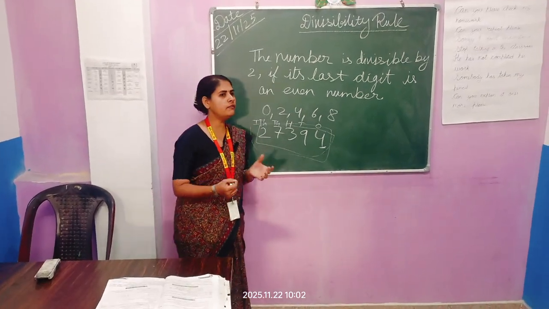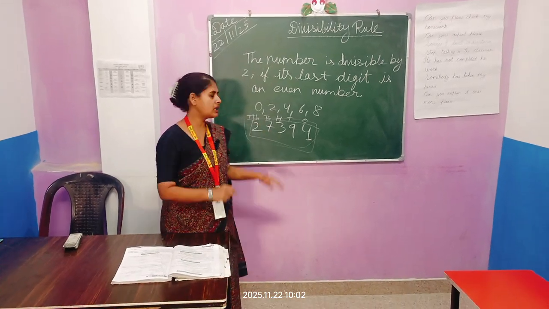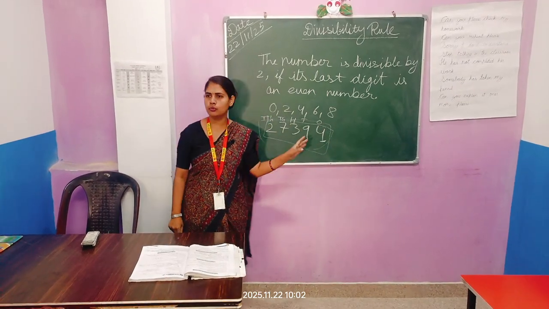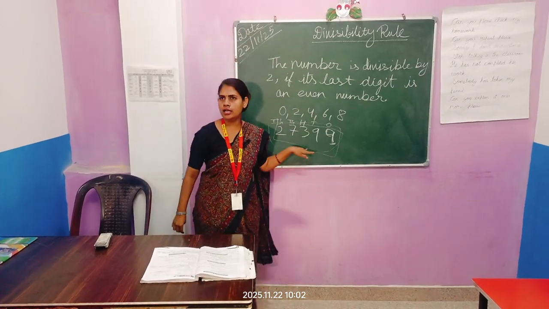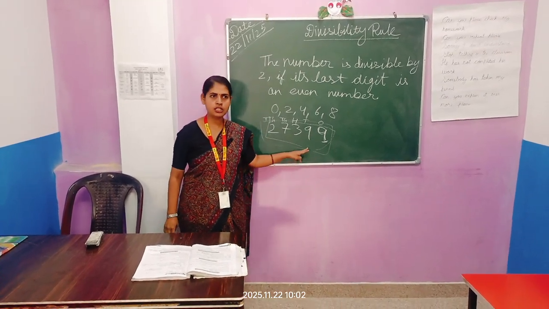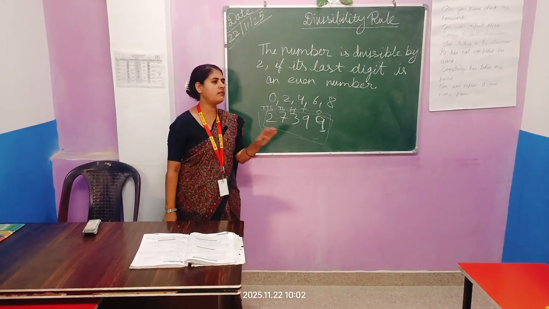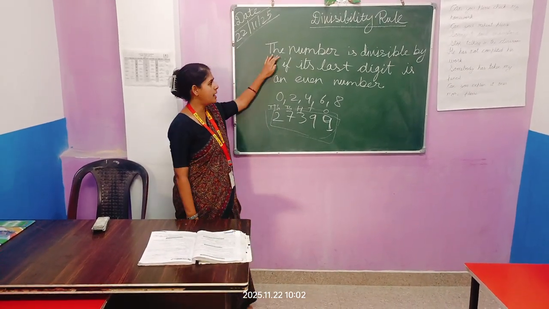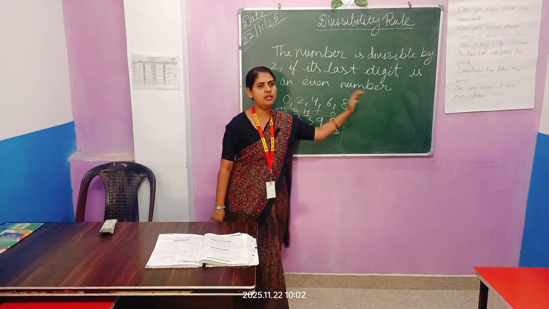So if I give you a 7 digit or 9 digit number, you just have to check what the number at the last position is. If there is an even number, that means the whole number is divisible by 2. If there is an odd number, like 9, then the whole number is odd, so it is not divisible by 2. So what is the divisibility rule of 2? The number is divisible by 2 if its last digit is an even number.